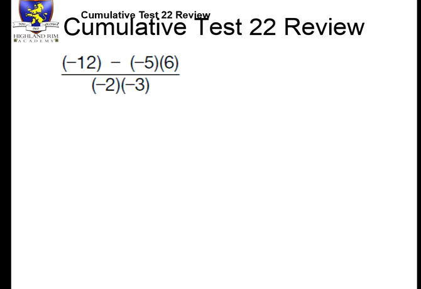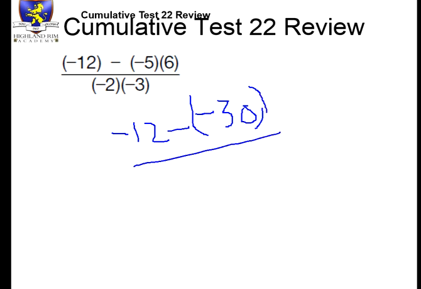And now we end up with negative 12 minus negative 5 times 6 divided by negative 2 times negative 3. So let's see if we can simplify this as much as we can. So we start off with negative 12 minus negative 5 times 6 is a negative 30. And that will all be over negative 2 times negative 3, which is 6.